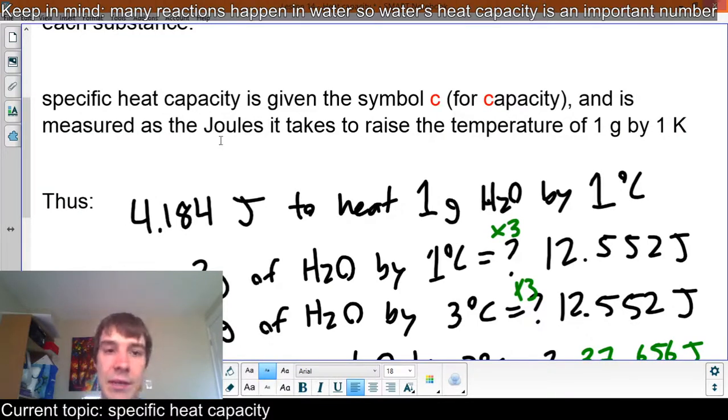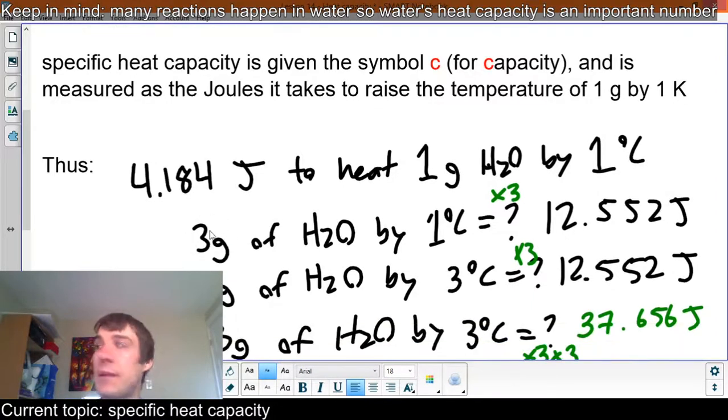And this is how it works, right? We know that it takes 4.184 joules to heat 1 gram of water by 1 degree Celsius. This is a known quantity in chemistry. That means if I had 3 grams of water, and I wanted to heat it by 1 degree Celsius, it's 3 times more water, so it'll take 3 times more energy. So it'll take 12.5 joules, right?